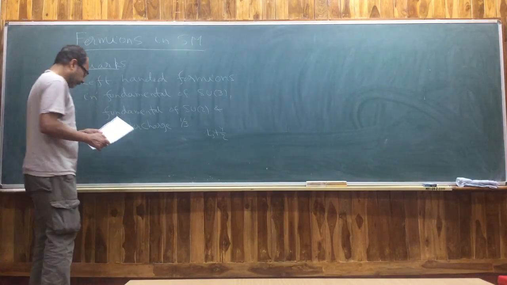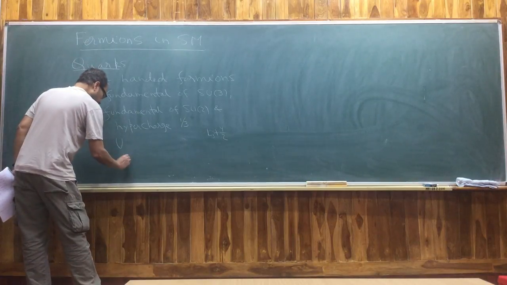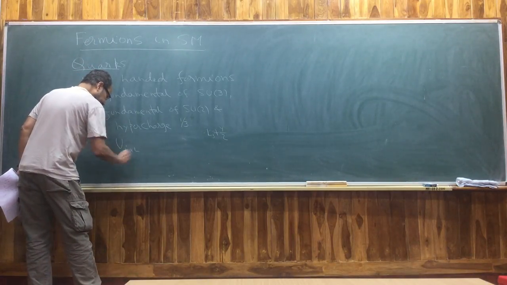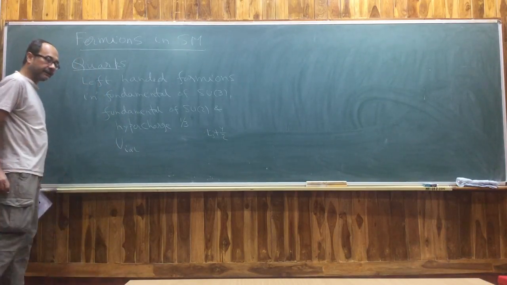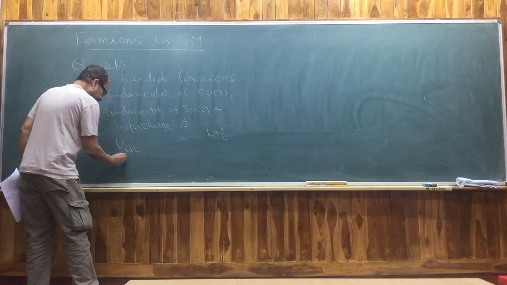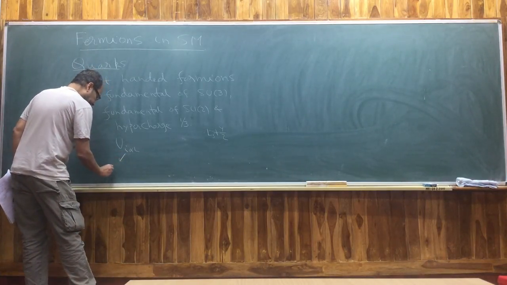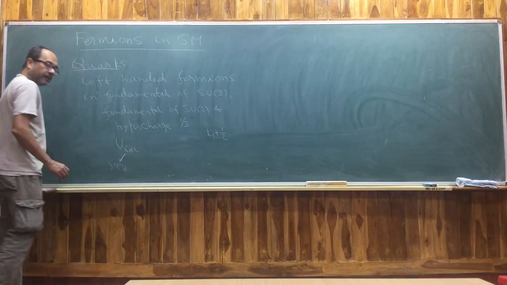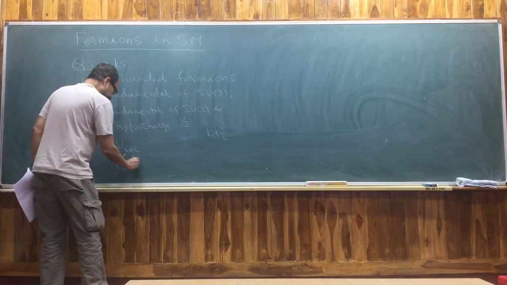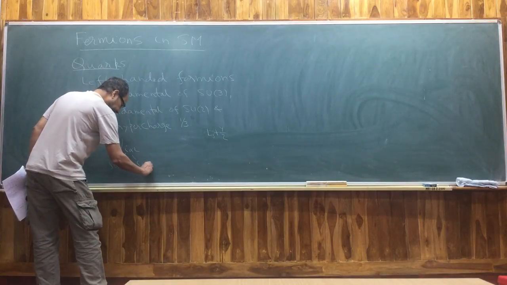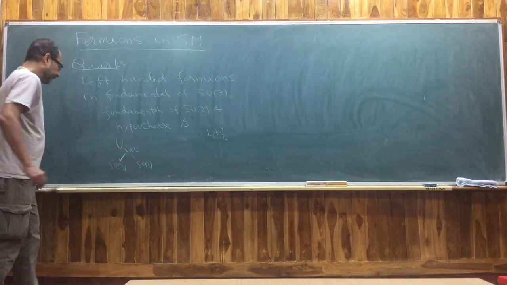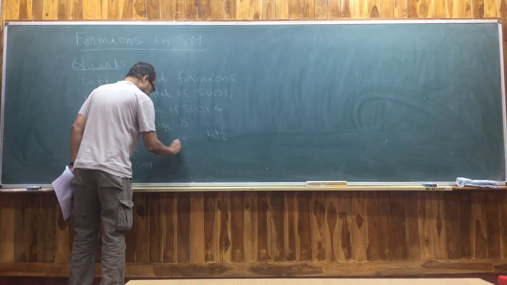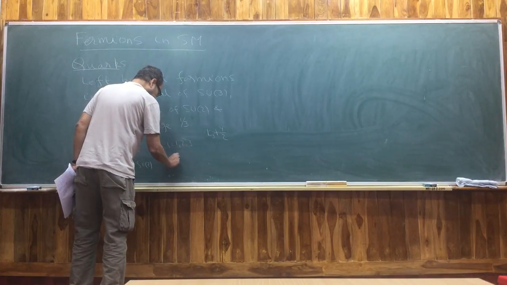So these I'll denote by u_{i alpha} L. L stands for left-handed. i is the color index, the SU(3) index, so it takes three values. alpha is the SU(2) fundamental index. So i runs from 1 to 3, and alpha runs from 1 to 2.